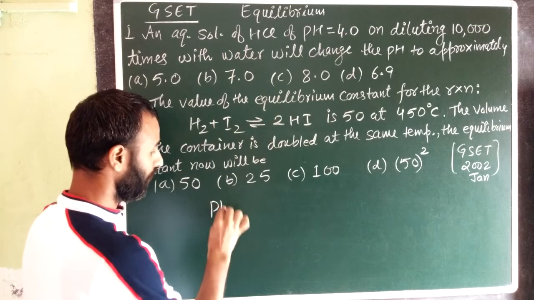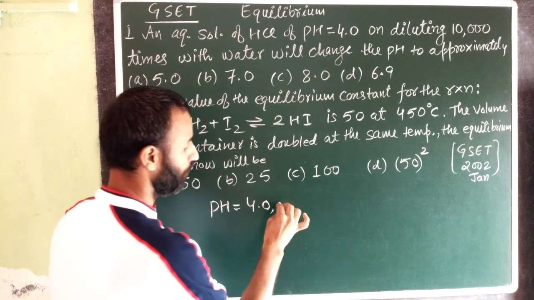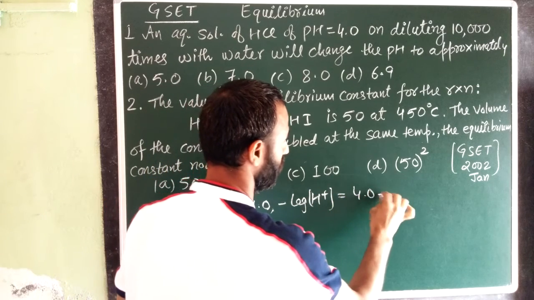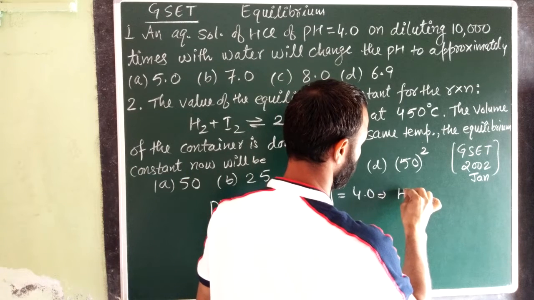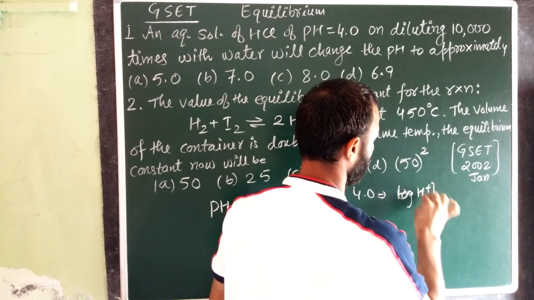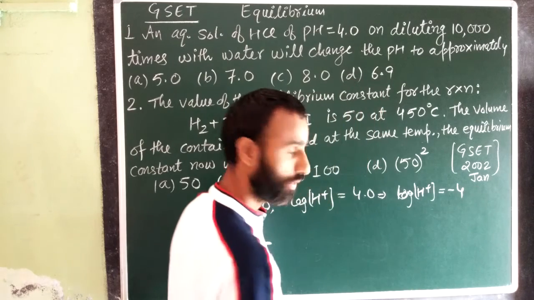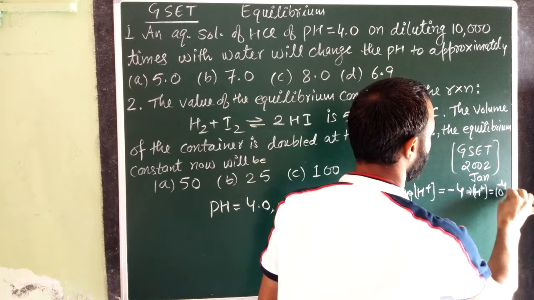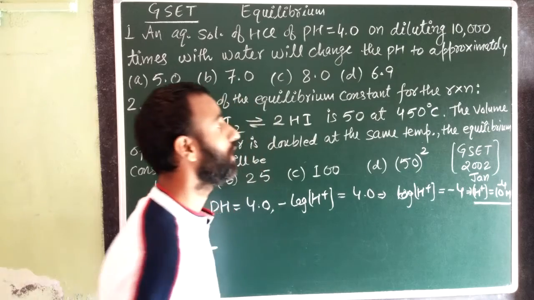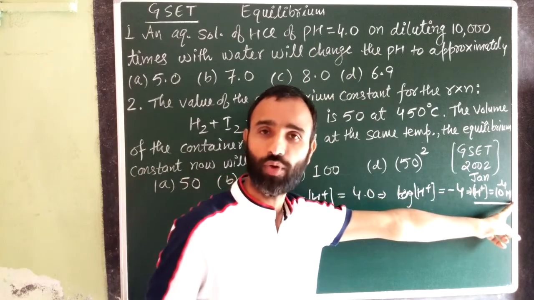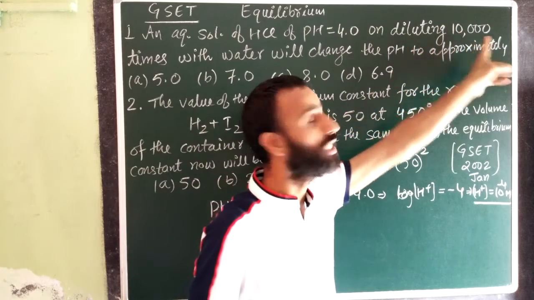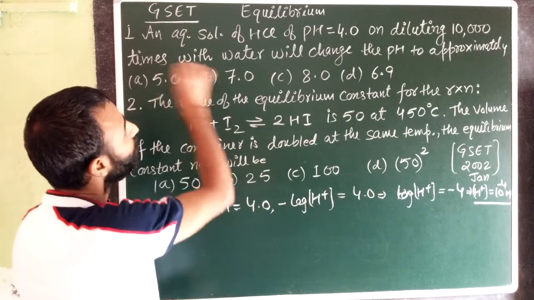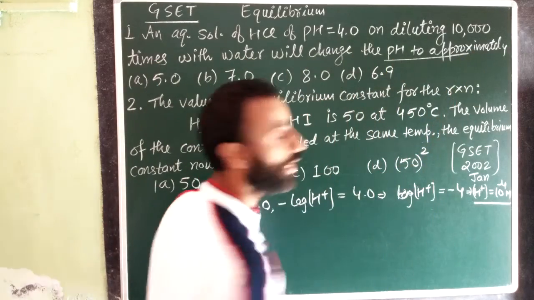Now as the pH of the solution is 4, and pH is minus log of H plus ions, that is equal to 4. That implies log of H plus ion is equal to minus 4, and from that the H plus concentration is 10 raised to power minus 4 molar. Now it is diluted 10,000 times. If we dilute it 10,000 times, then what is the pH of the solution?